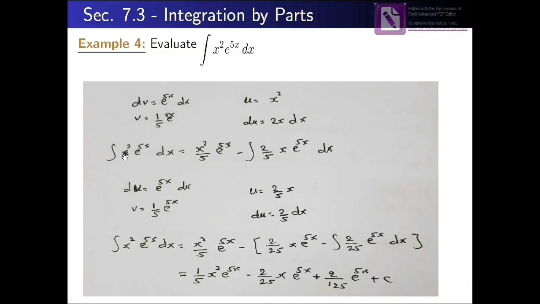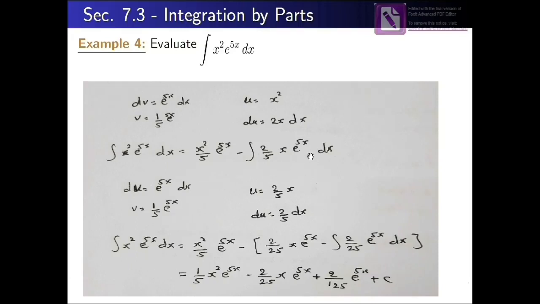Now the integral of x squared exponential 5x dx is given by u multiplied by v, so it will be x squared over 5 exponential 5x, minus the integral of v multiplied by du, so it will be 2 over 5 x exponential of 5x dx. So now we need to find the integral of 2 over 5 x exponential of 5x.